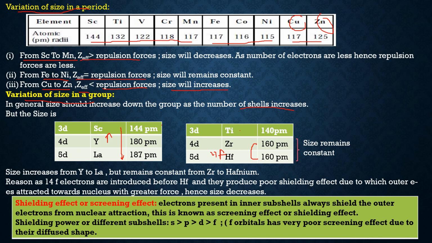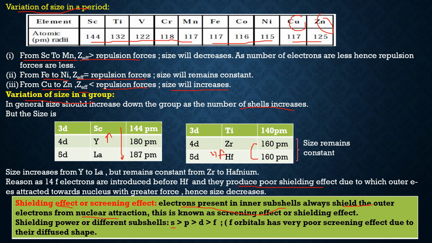And these 4f electrons actually produce poor shielding because of their diffuse shape. Because of poor shielding, the outer electrons are attracted towards the nucleus with greater force, that is, Z effective is more, due to which the size remains constant. Now the next thing is, what is screening effect or shielding effect? Actually, the electrons present in the inner subshells shield the outer electrons from the nuclear attraction, and this is called shielding effect or screening effect.